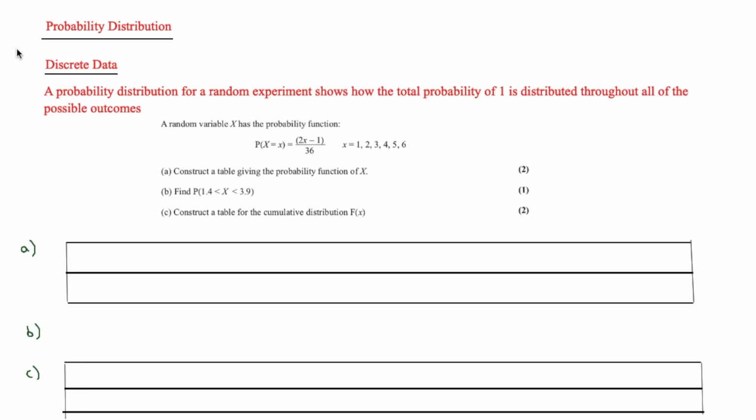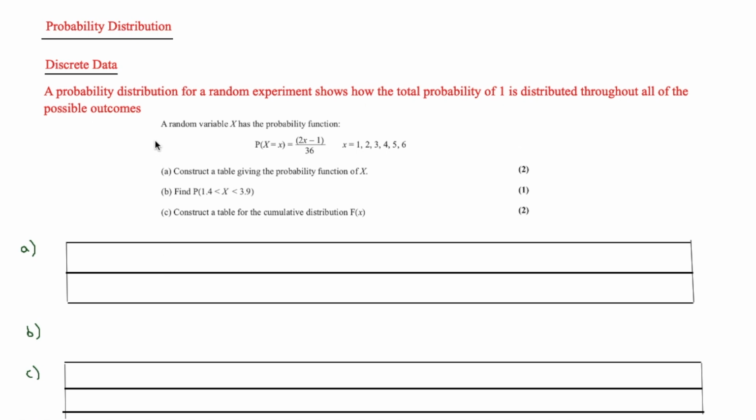So now we need to look at probability distribution. And first of all, we'll look at discrete data, as a probability distribution for a random experiment shows how the total probability of 1 is distributed throughout the possible outcomes.